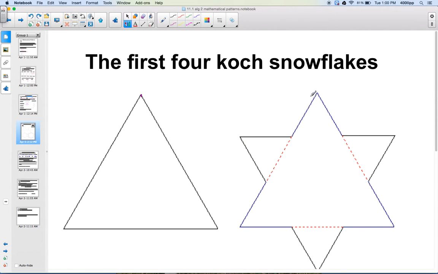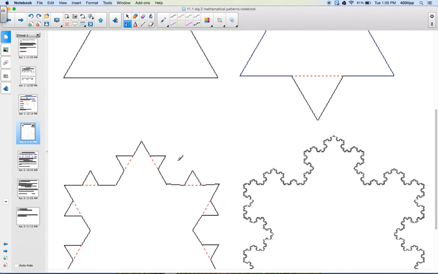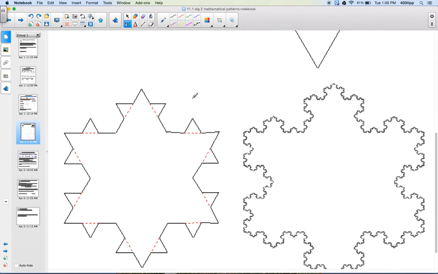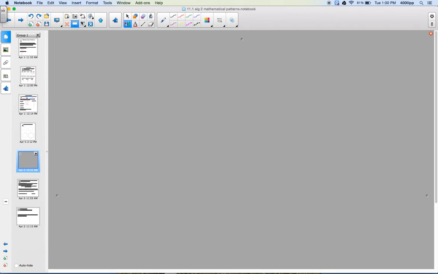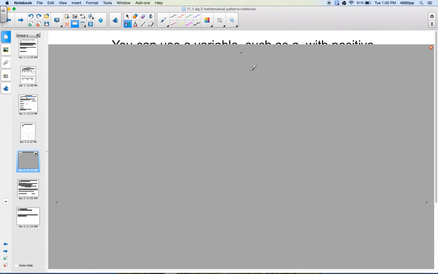1, 2, 3, and 4. And then it'll form this. Your assignment is to go up to this third one here. So this is the one you have to go up to, this third one.